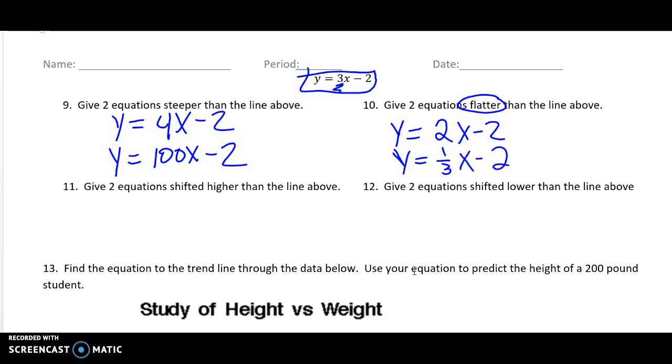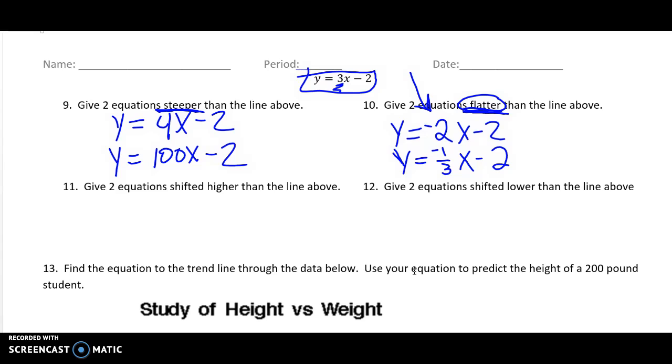There's an infinite amount of correct answers here. It doesn't have to be these. Just remember, it has to be smaller than 3, or for steeper, bigger than 3. Ignoring the sign. It could be negative also, and that doesn't make it any different. So that would also work. -2x and -1/3 x over here.